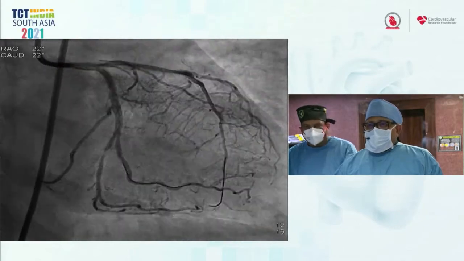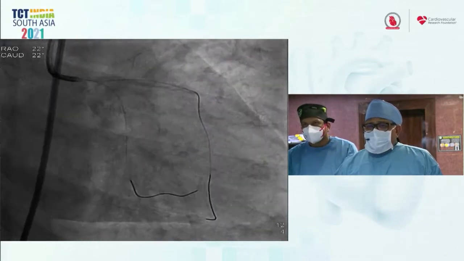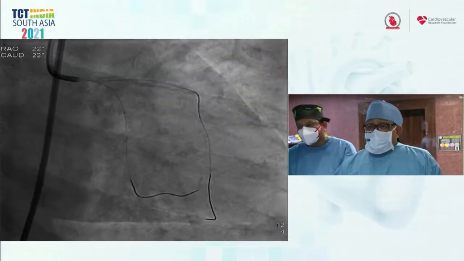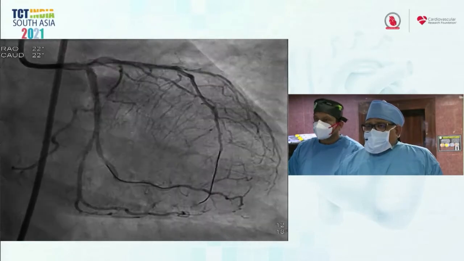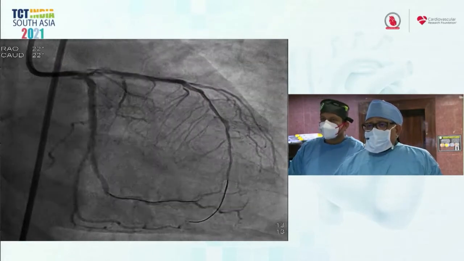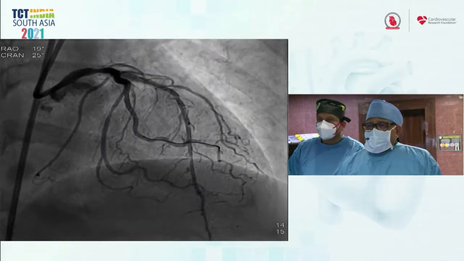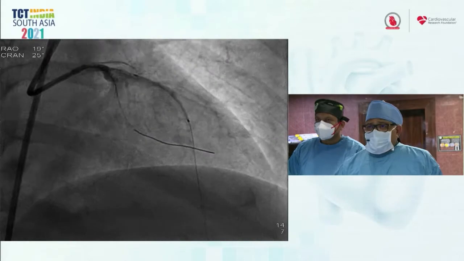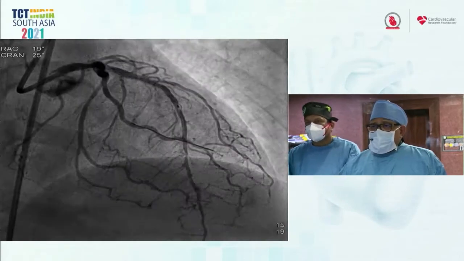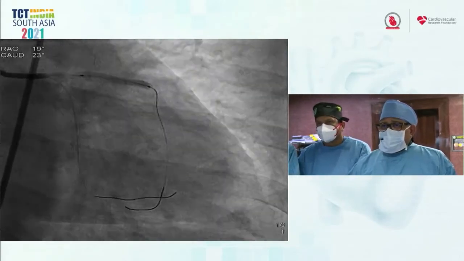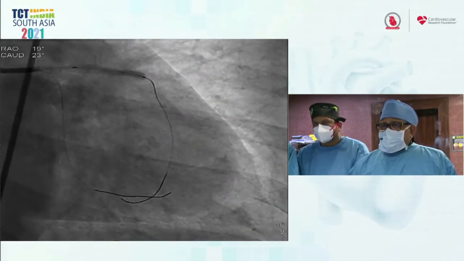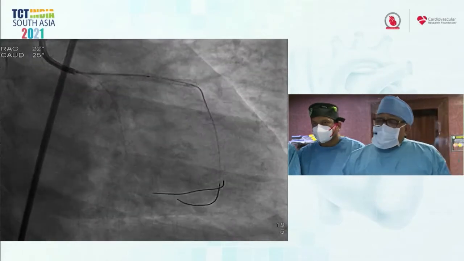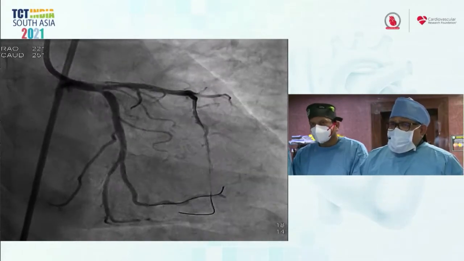So this is what I had, a dissection at the ostium of the LAD, which is extending to the left main as well. LCX is okay. Next view, please. So this is 3 into 33 across the mid LAD. Next view, please. As the proximal LAD was 3.5, left main is 5.